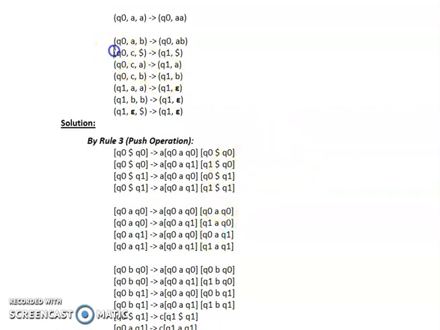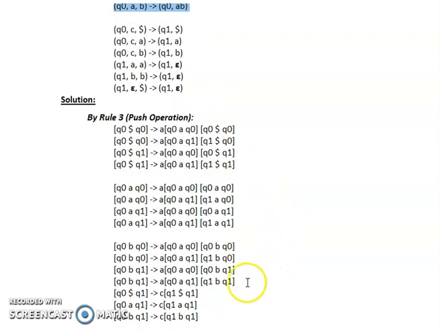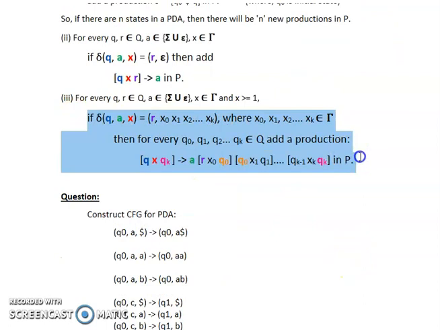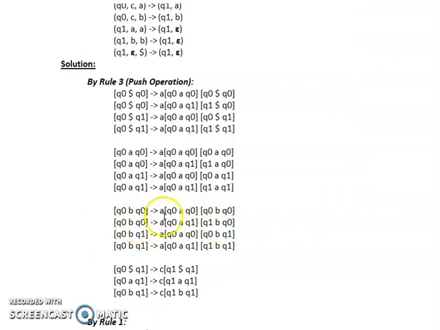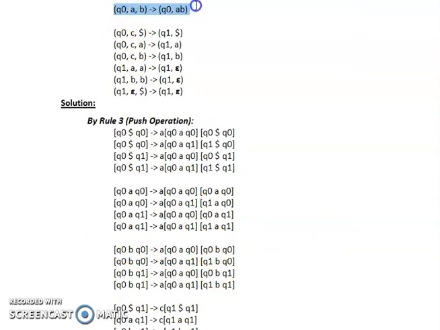Now next, if we talk about the transition Q0 comma A comma B tends to Q0 comma AB. If we check for this, there are again 4 production rules that are possible. These are the 4 production rules, following the same rule which we have provided in step number 3. We are going to have the 4 production rules for this particular transition.